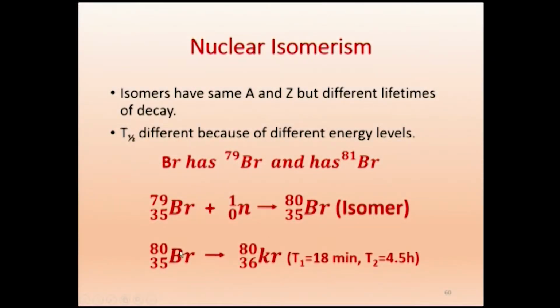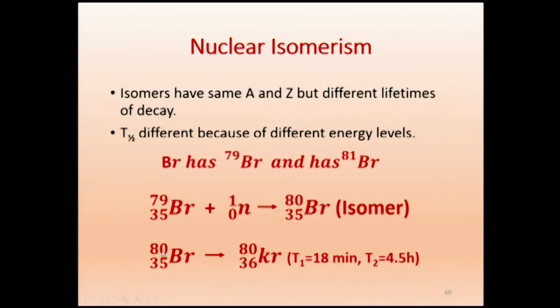Bromine 80, an isomer, will emit a beta minus particle and become krypton 36, 80. The atomic number 35 has become atomic number 36, which means it is a beta minus emission. The beta minus particle comes out and therefore the atomic number increases from 35 to 36. The mass number remains the same. So, it is a typical beta minus emission. We have two beta minus particles of two different lifetimes emerging, one with T1 of 18 minutes, the other of 4.5 hours. So, we have two different lifetimes of decay.